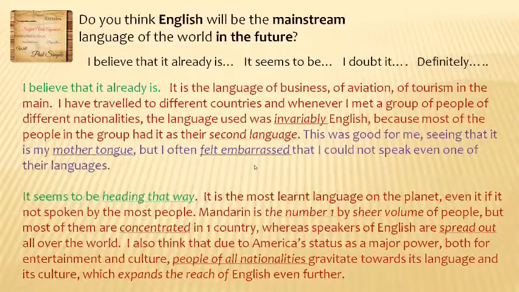So, do you think English will be the mainstream language in the world in the future? And again, instead of saying yes or no, I've given different answers. They mean yes and no. This one, for example: I believe that it already is. Some people do believe that English is already the mainstream language in the world. Others would disagree. I'm just giving you my opinion. So again, read these.